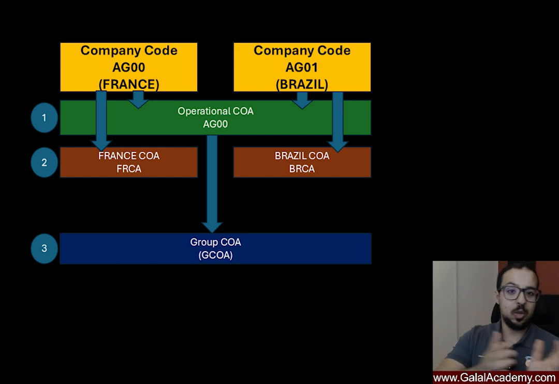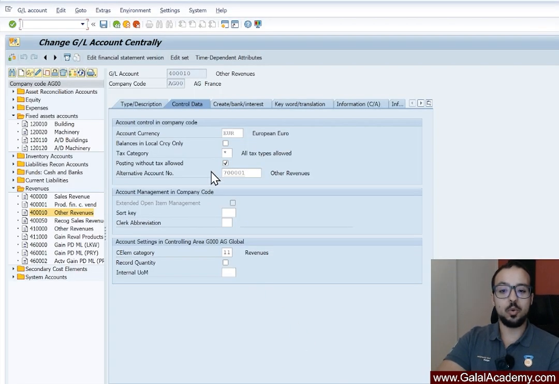Now let's switch to SAP, and I'm using SAP S/4HANA 2023, but the same what I'm going to explain now applies to SAP ECC also. This concept has not changed. So now I'm going to switch to SAP, and let me show you first. This is the GL account master data, and here we have the alternative account number.